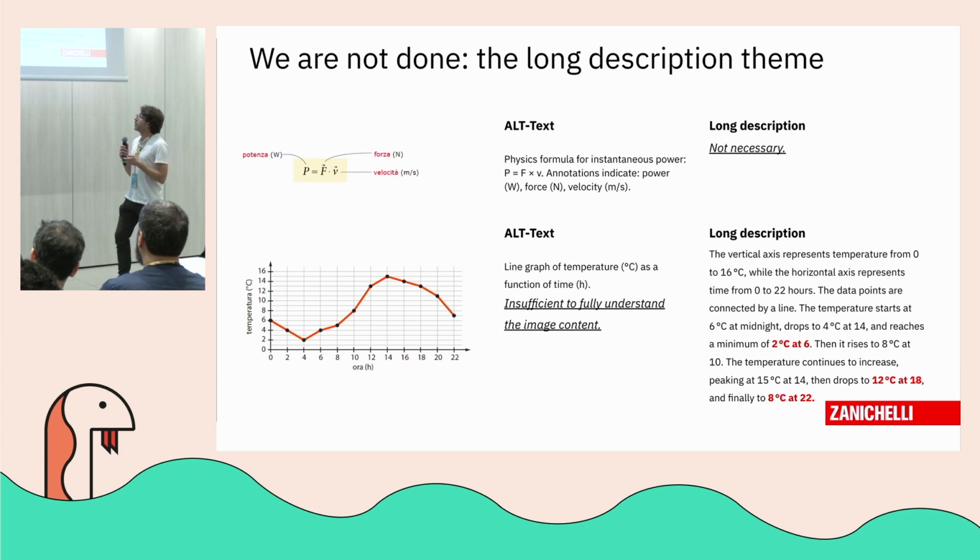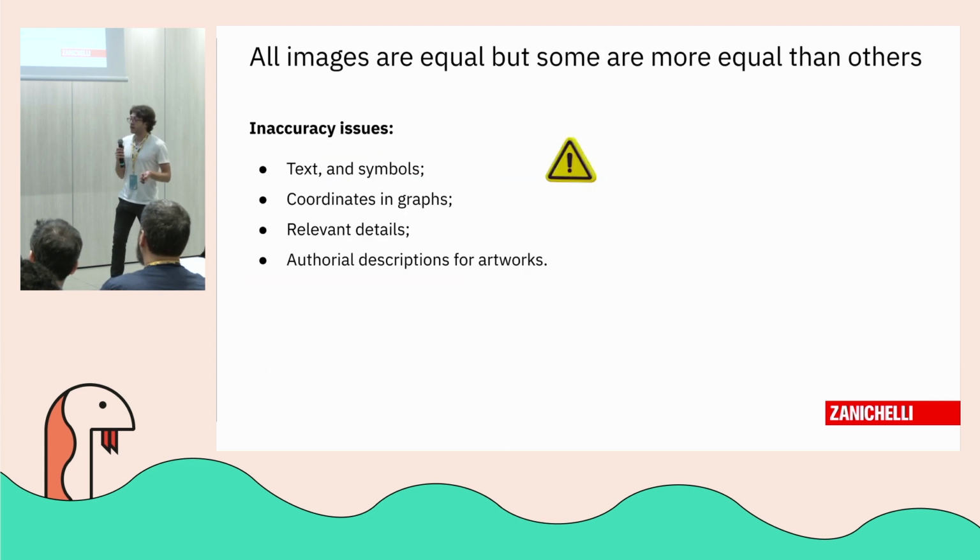Up to now, we have seen this problem, but we can have many inaccuracies. For instance, we can have inaccuracies in text, symbols, coordinates in graphs, as we have just seen. Or we can omit relevant details. Or, for instance, for authorial images or portraits, an authorial description is way better than just a generic description of the image itself.